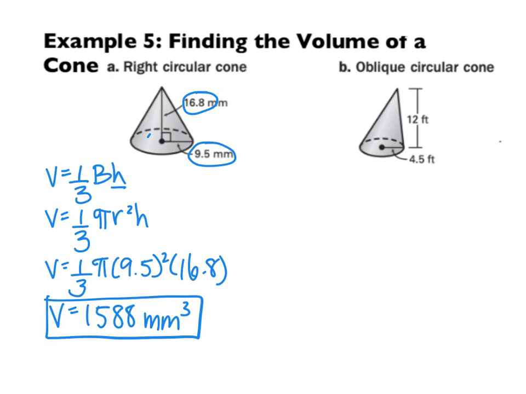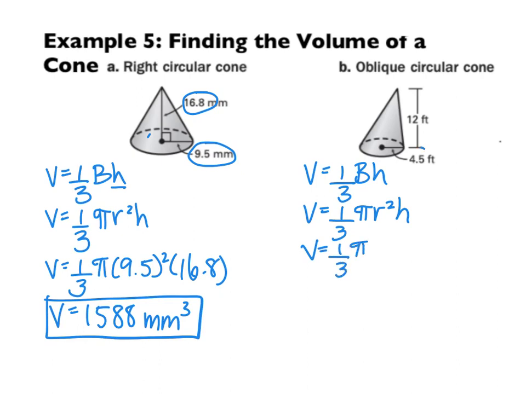Your oblique circular cone is going to work exactly the same way. It's not a right circular cone, but it still has the same formula. So volume equals 1/3 area of the base times the height. Our area of the base is pi r squared, and that's still times the height. The radius is 4.5. And the height is 12.